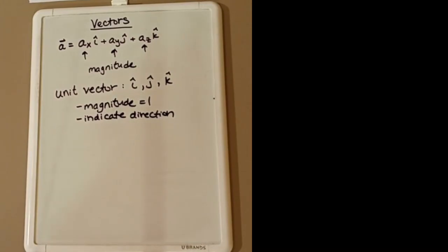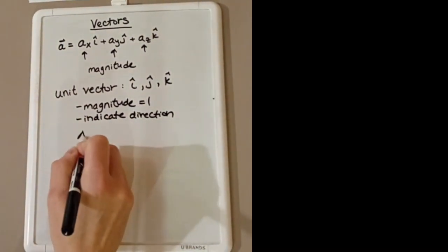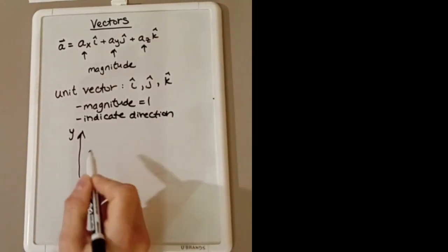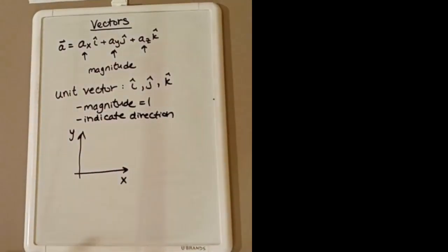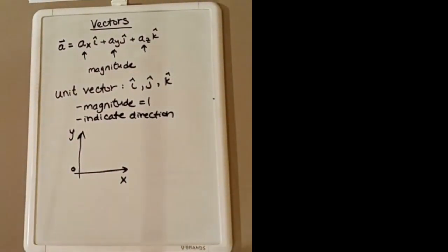Okay, so how does this look on our system? So Y is always going to be pointing up for our axis. X-axis will always be pointing to the right. And so this would be our 0. And then Z would always be, if we're doing 3 dimensions, Z would be coming out of the page, and we'll get to that in a second.